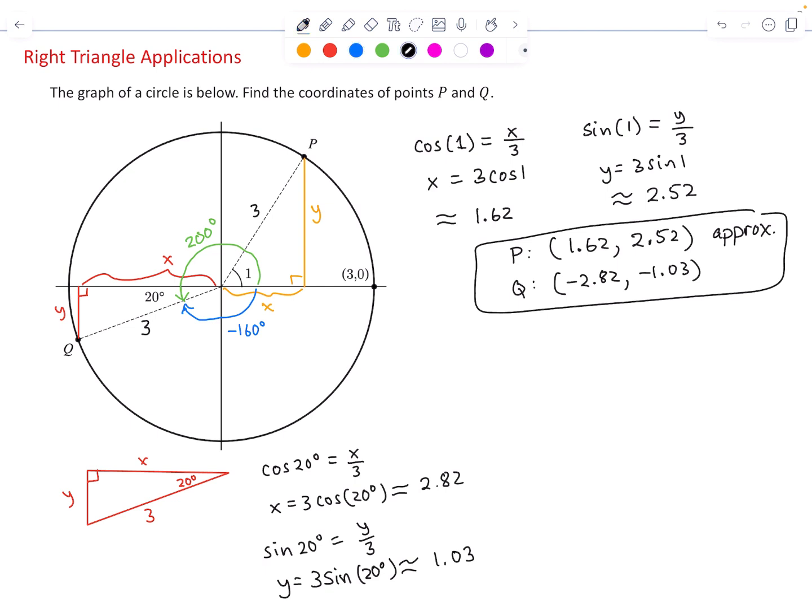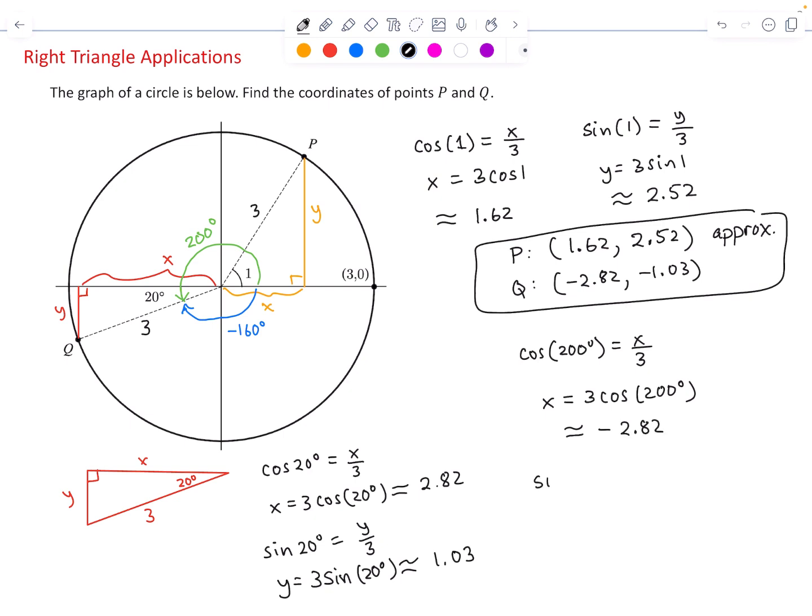When using standard position angles instead, we can find the red x and the red y, so the coordinates for point Q, in the following way. We know that the cosine of this green angle, 200 degrees, will be equal to x divided by the hypotenuse, 3. So x will be equal to 3 cosine of 200 degrees. Now, if you plug this into a calculator, you'll automatically get the correct sign. So you get approximately negative 2.82.